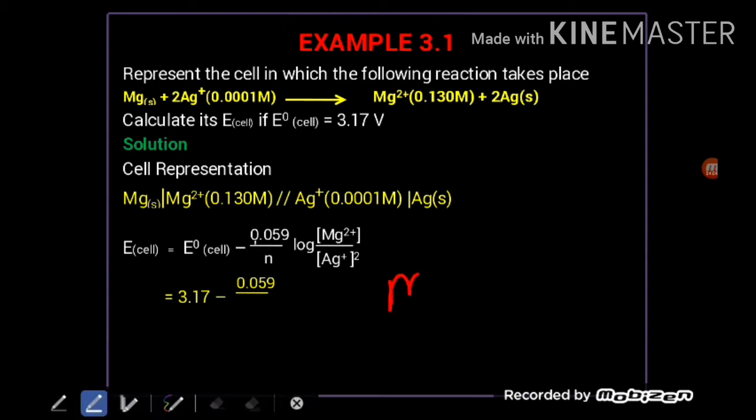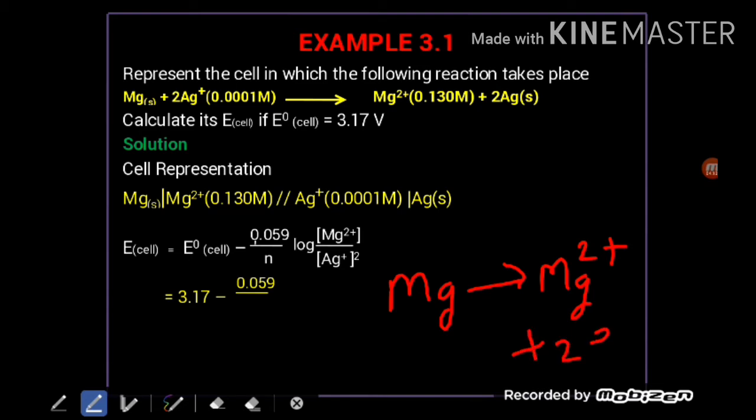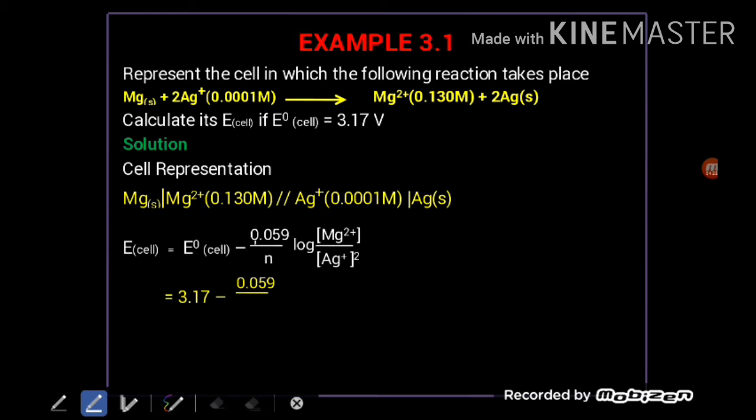So see, Mg is converting into Mg2+. Okay, it means this magnesium is ejecting 2 electrons. So the number of electrons is 2. So the value of this n is 2. Okay, so see, the value of n is 2, log. Now the concentration of magnesium is given here. This is the concentration of magnesium and this is the concentration of silver.